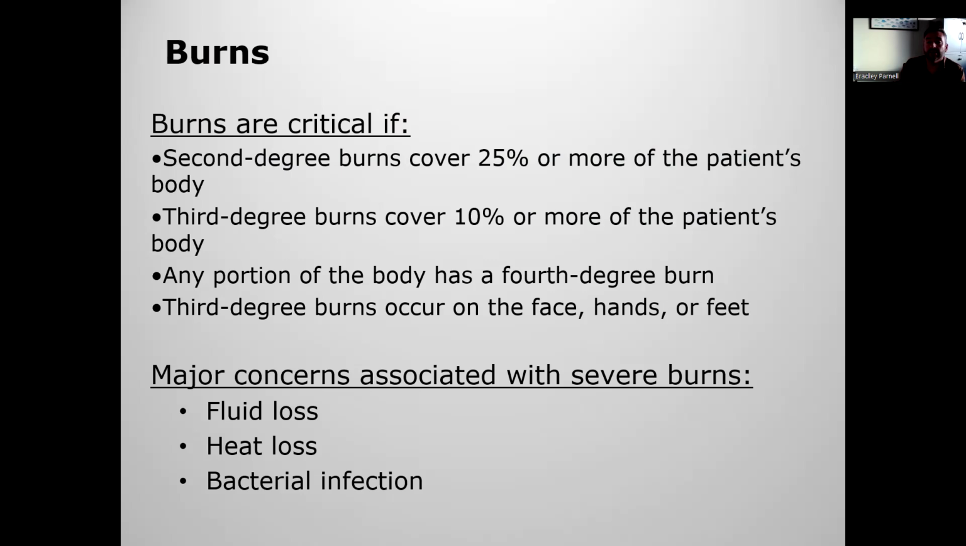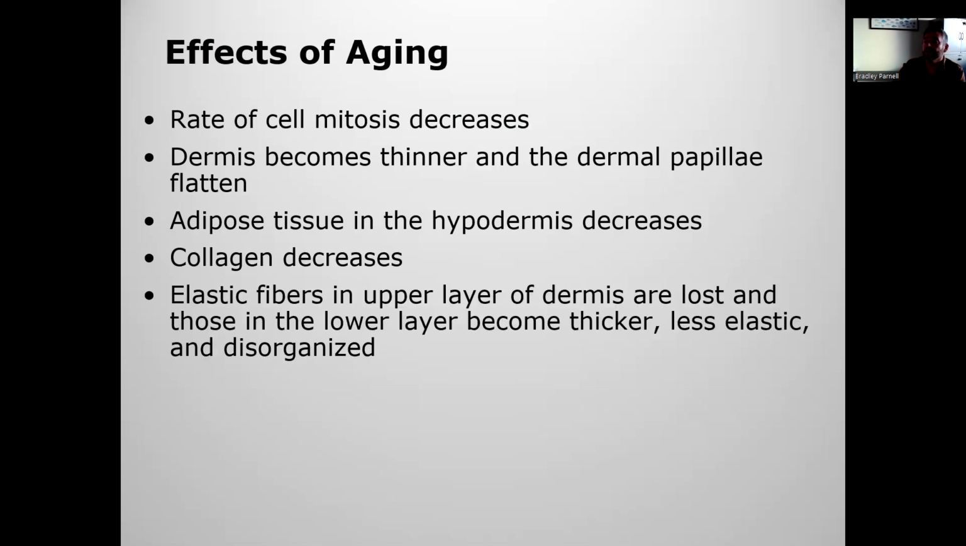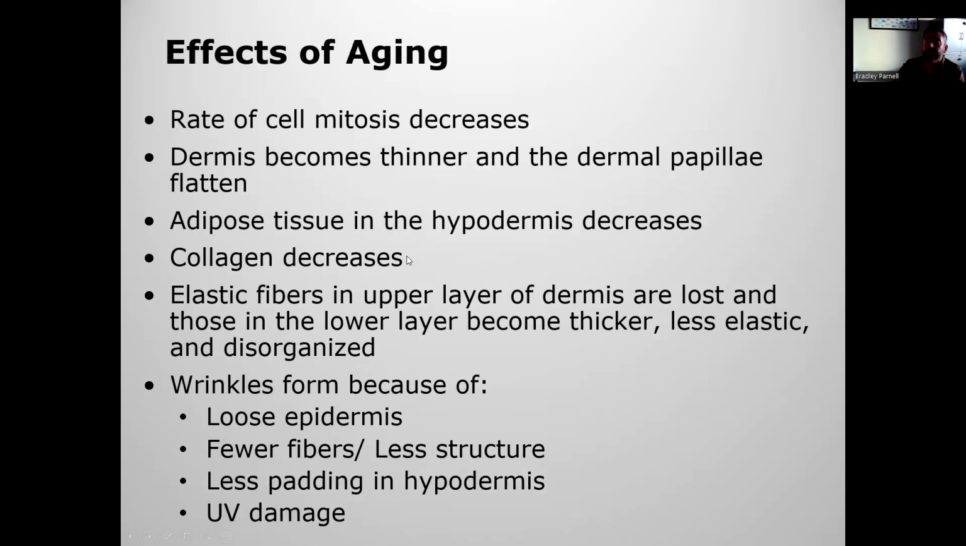And just like with any of our body systems, as we age, things start to change, right? The rate of mitosis decreases, so our skin's not replacing itself as quickly. The dermis becomes a lot thinner, so you'll notice as you age, it's a lot easier to tear the skin. The adipose tissue in that hypodermis decreases, which also causes the skin to tear more easily. The collagen decreases, which causes wrinkles, fewer fibers, loose epidermis, more UV damage continuing to add up, which does cause all of these skin issues later in life.